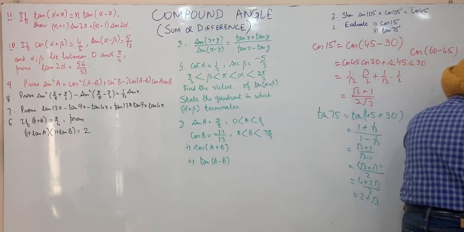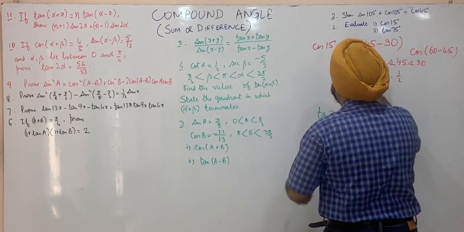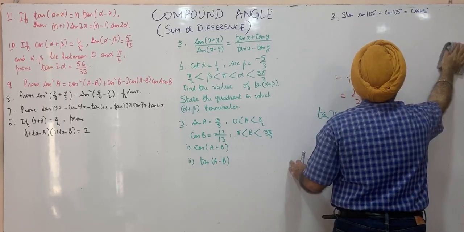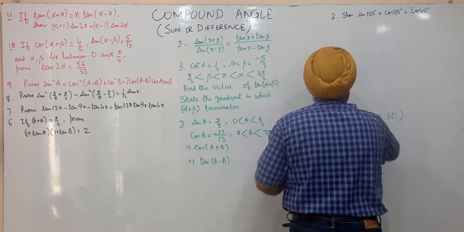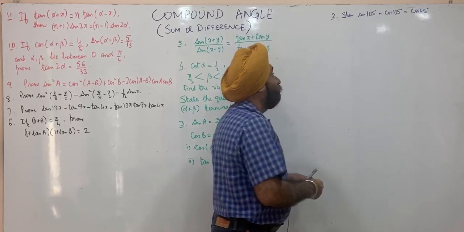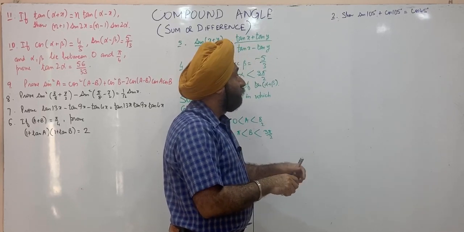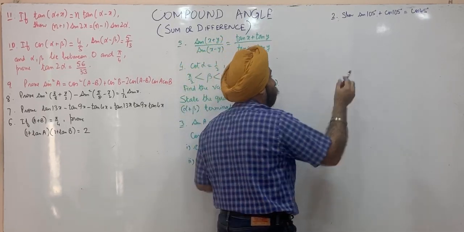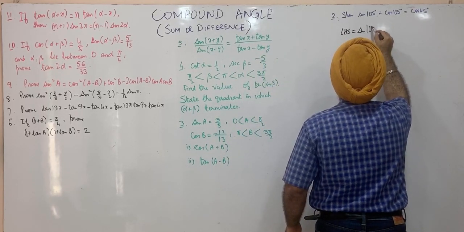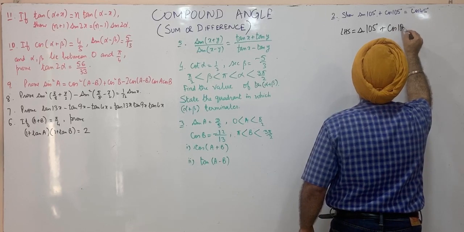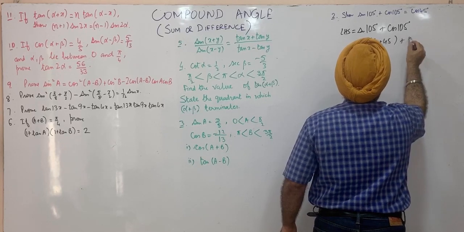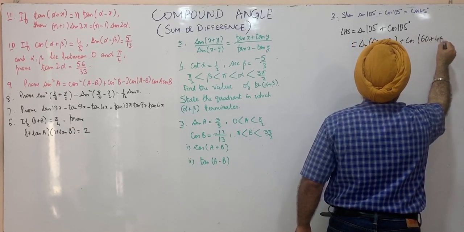The next one, we have to show that sine of 105 plus cos of 105 has same value as cos of 45. Sin of 105 can be written as sum of 60 degrees and 45 degrees. So we write left hand side as sin 105 plus cos of 105, which is 60 plus 45. This is also 60 plus 45.